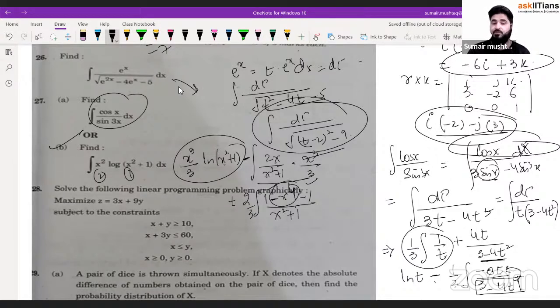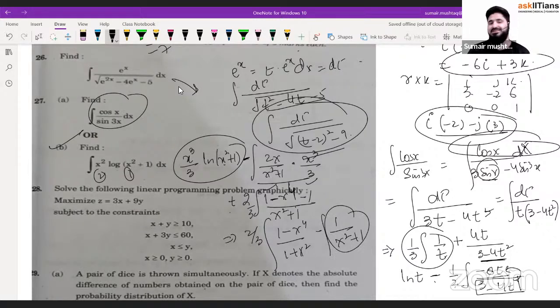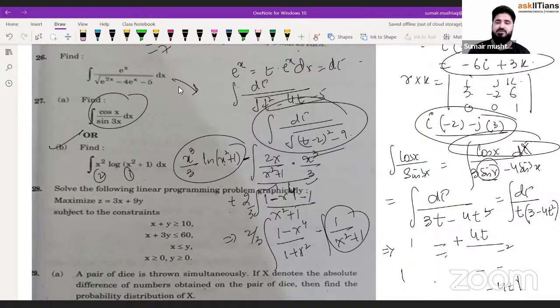Now what is the use of this thing? I can put this as 2 by 3. This can be written as 1 plus 1 minus x to the power 4 divided by 1 plus x square, and here it will be minus 1 divided by x square plus 1. You know the integral of this thing is tan inverse x, so for sure you will leave this. Now what about this thing?